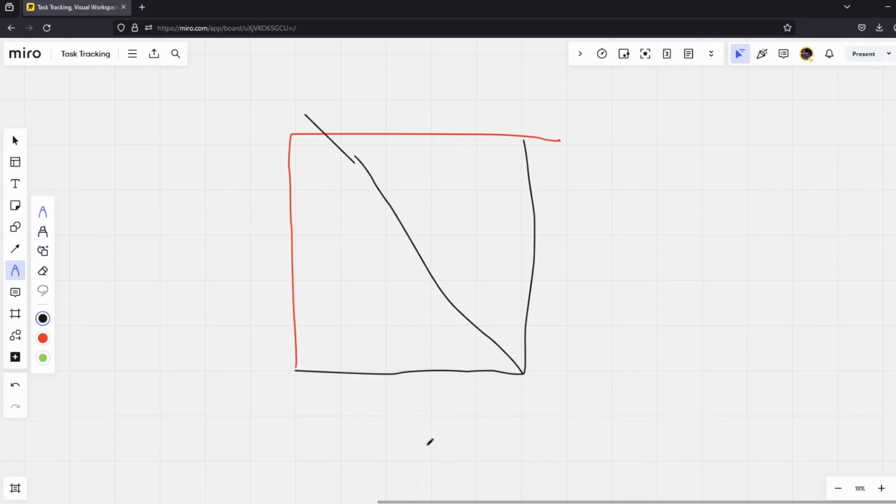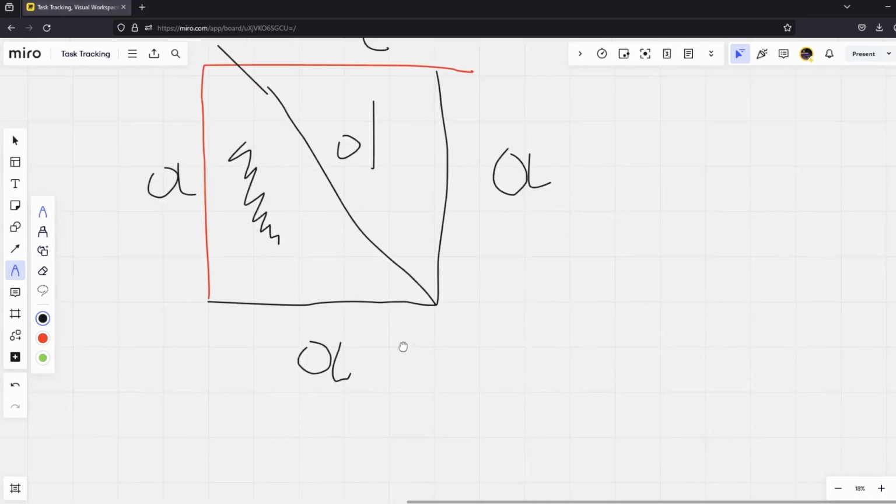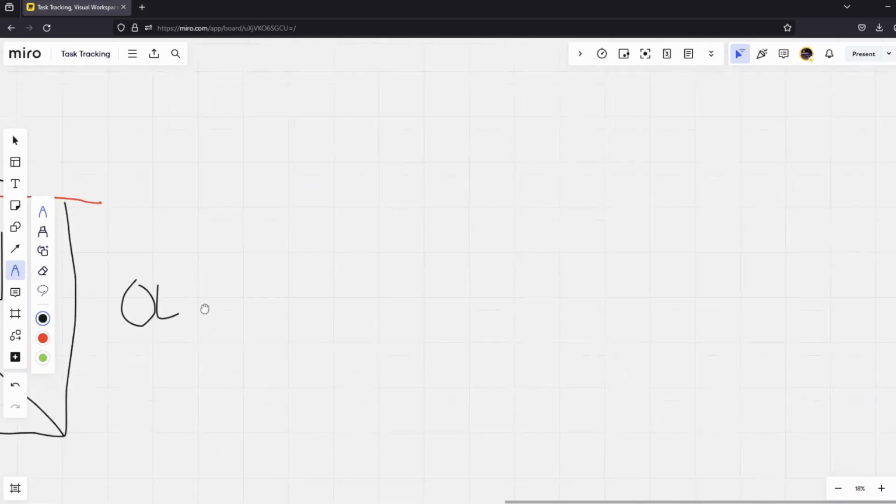Now since this is a square, and all sides of a square are the same length, A, A, A. We will only focus on this part right here. We will mark this as side D, and these sides are A. Now we can do some math.